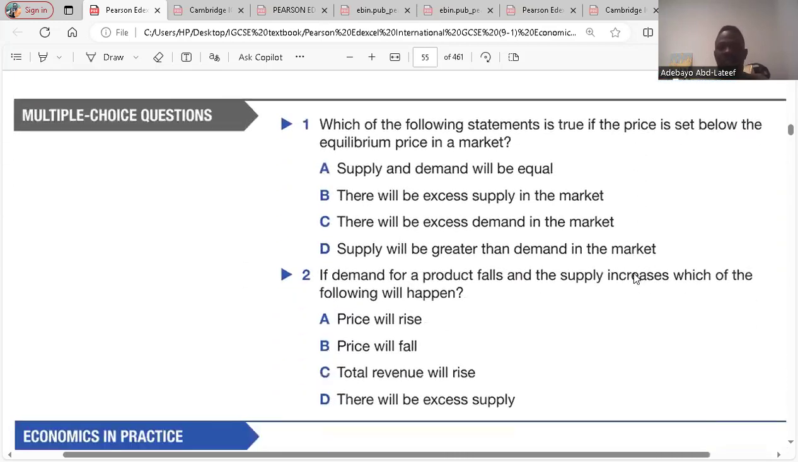So we have the multiple choice questions. Which of the following statements is true if the price is set below the equilibrium price in the market? If the price is set below equilibrium price, it brings about excess demand. Did you get it? Yes, so the answer is C. Is it clear?